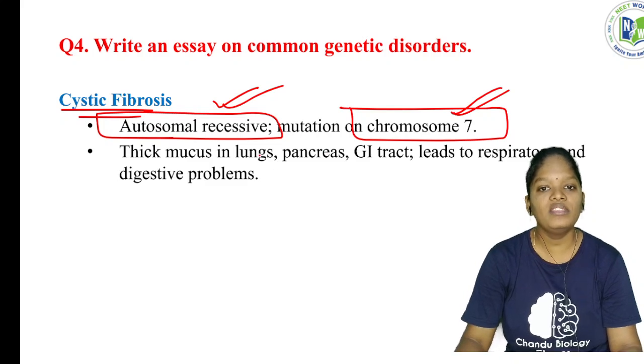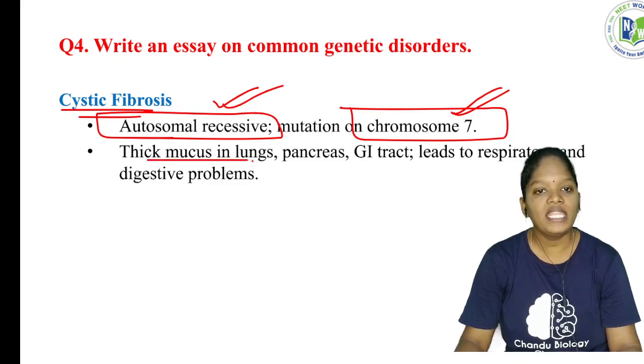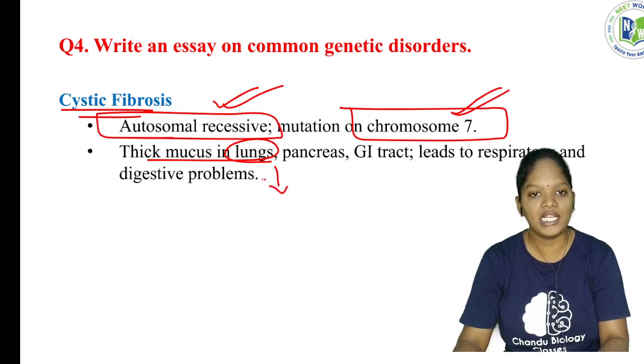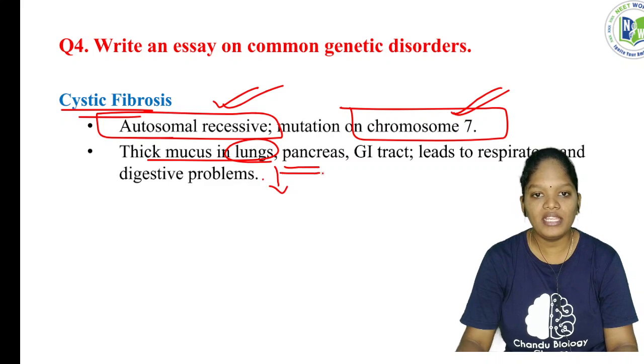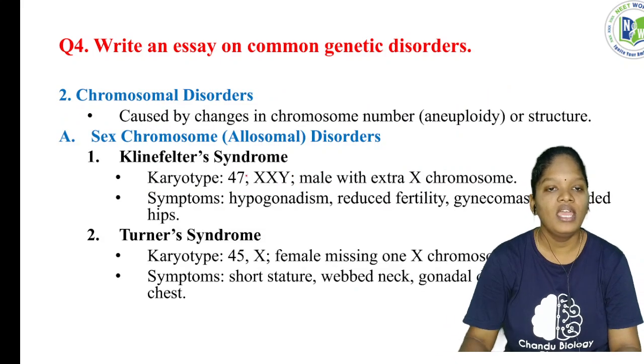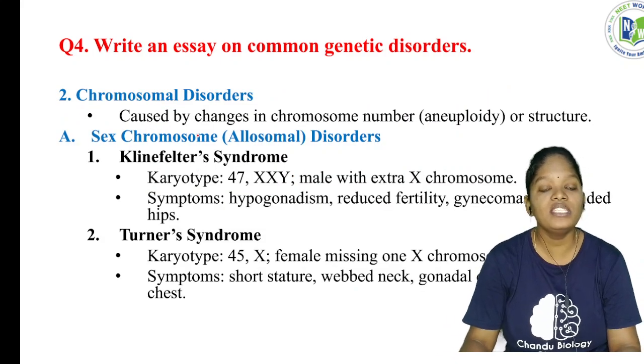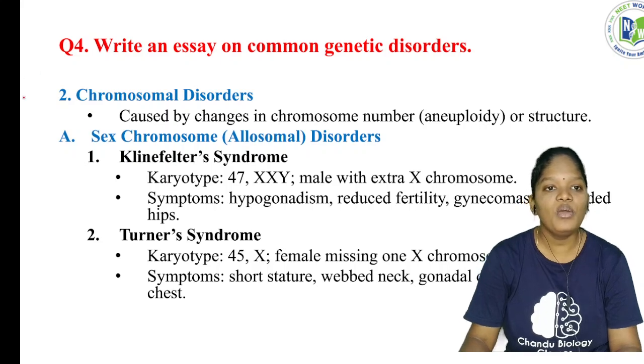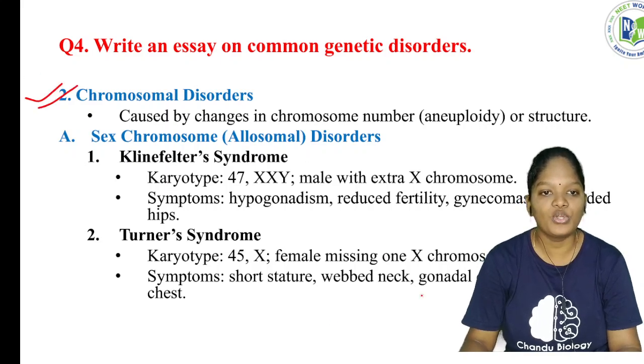The symptoms lead to thick mucus in the lungs, so that no diffusion occurs properly, no exchange of gases occurs properly, and the pancreas and gastrointestinal tract are affected, leading to respiratory and digestive problems. That is cystic fibrosis. Okay, so far we have completed the Mendelian disorders. Now what is a chromosomal disorder?